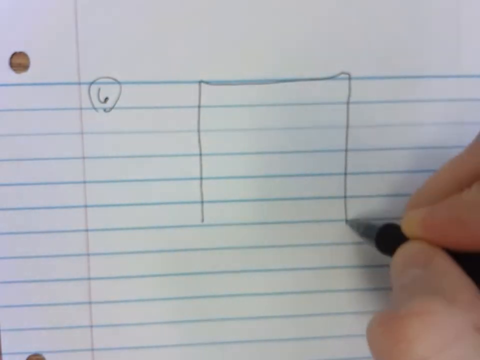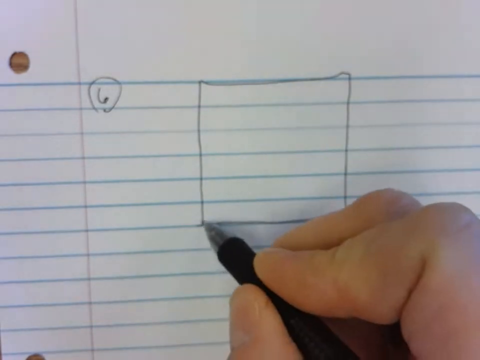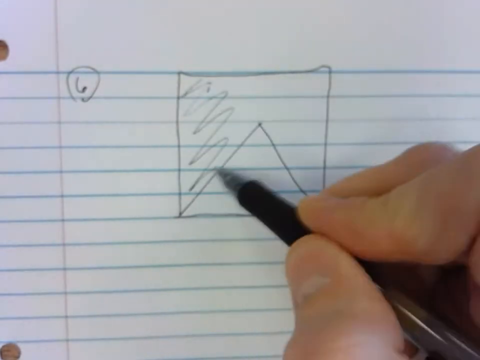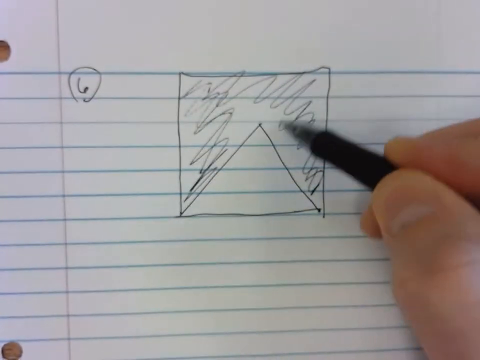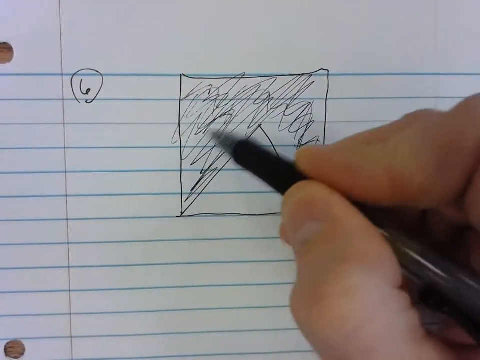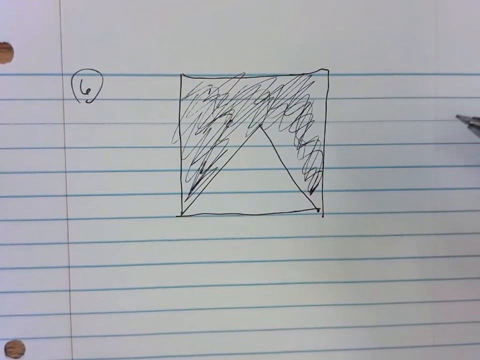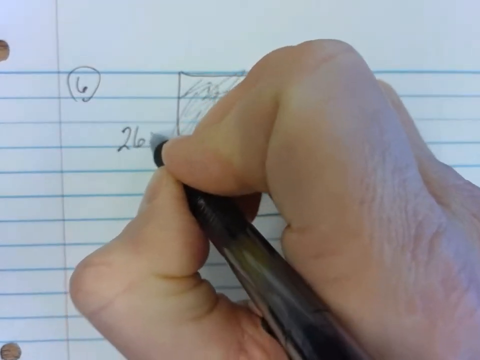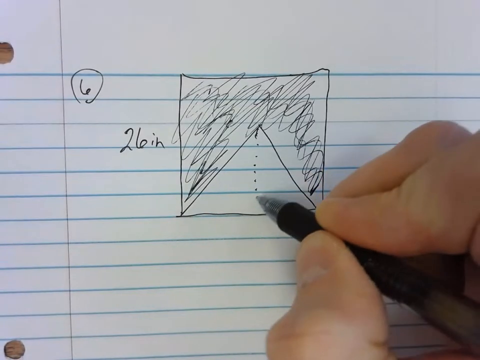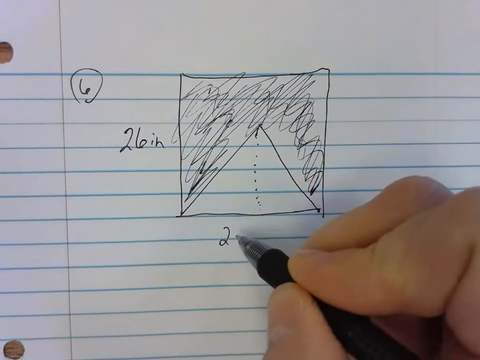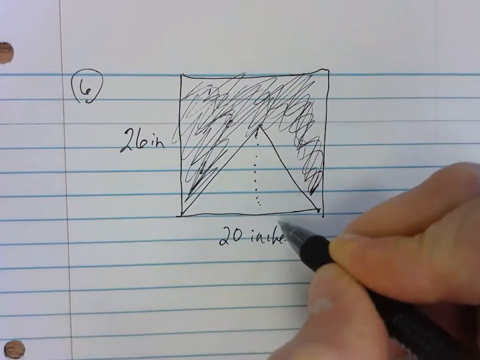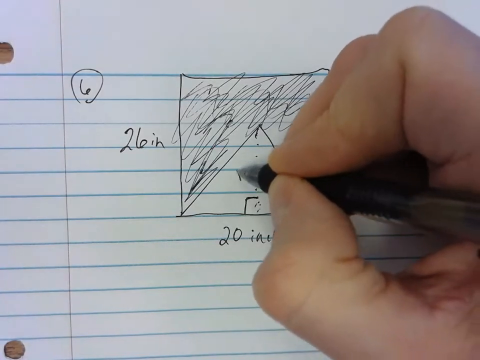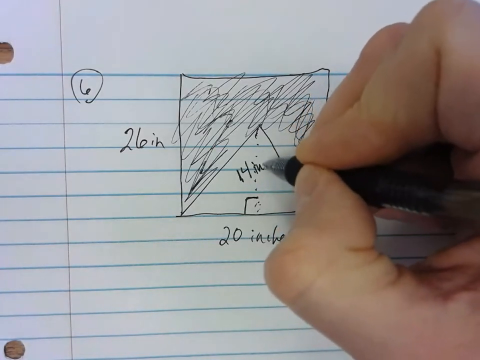All right. So the shaded region, they've got shaded in here, is all this. The part that is unshaded, of course, is the triangle. Okay. So again, if you'll remember, let's say this is 26 inches. Let's say that this is 20 inches. And let's say we've got the right angle there. Let's say this little part right here is 14 inches.